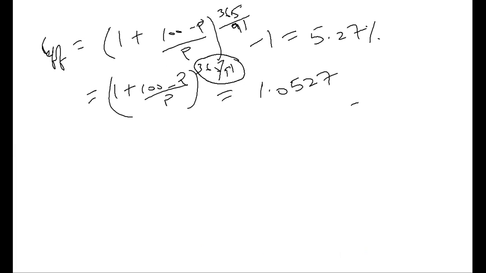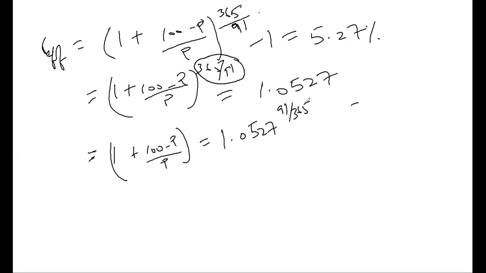Okay, here we go. All right, so what do we have? We have 1 plus (100 minus P) over P. And we say we're going to do the same thing to this side. And we have taken the 1 over before, and it's 1.0527. And we're going to raise that to 91 over 365. Right?